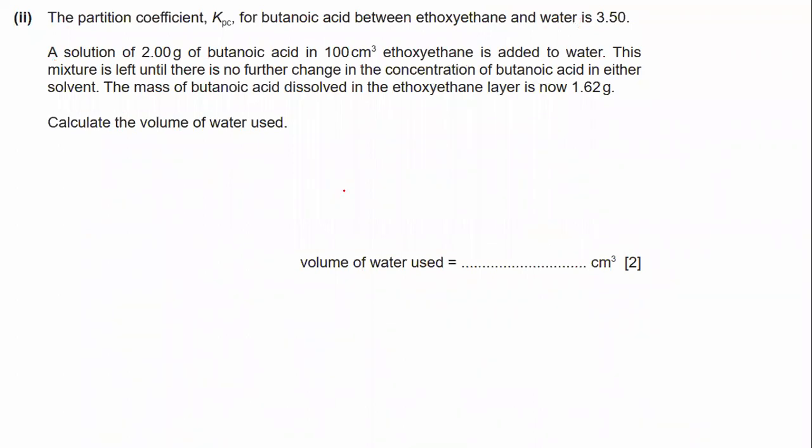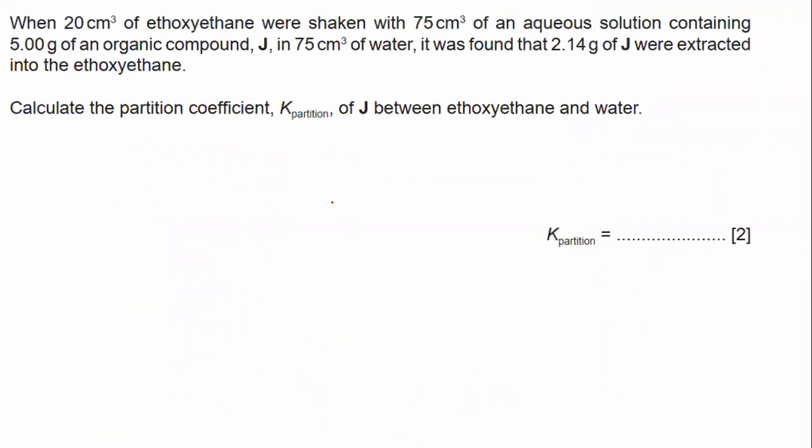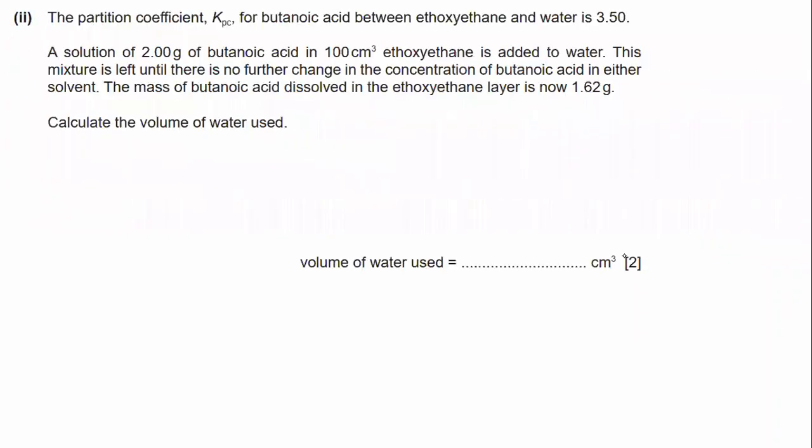Moving to the next question. I think this is the last one for today. By the way, I have a note here on the previous question. Not a note, but actually a question for you guys. As you see, butanoic is more soluble in the ethoxyethane layer than in water.